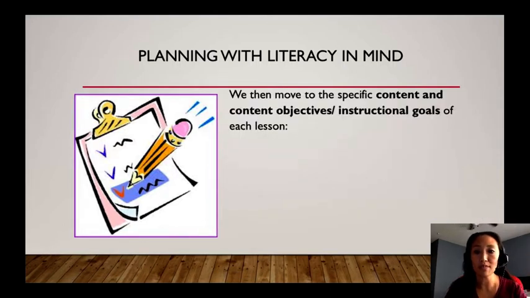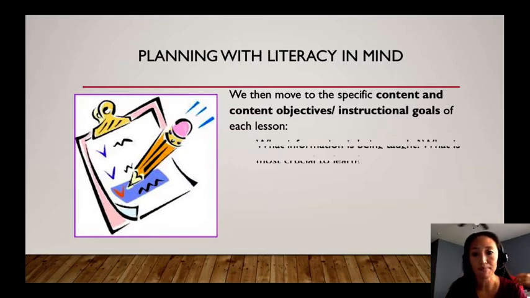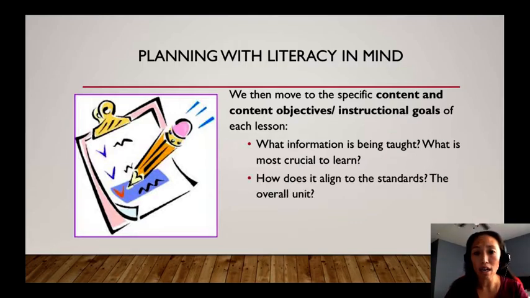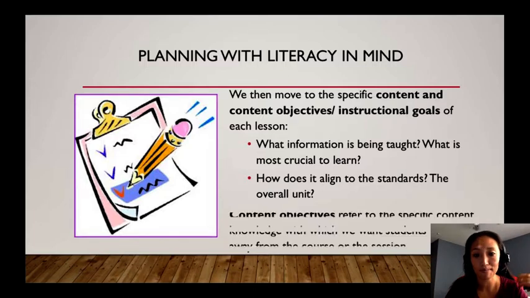We then move to specific content and content objectives or instructional goals for each lesson. The framing question for these content objectives that are at the lesson level is what information is being taught and what is most crucial for students to learn. So if students have to focus on one part of the material, what do we really want them to walk away with in any lesson that we're teaching? How does what students are learning align to the standards, and how does it align to the overall unit?